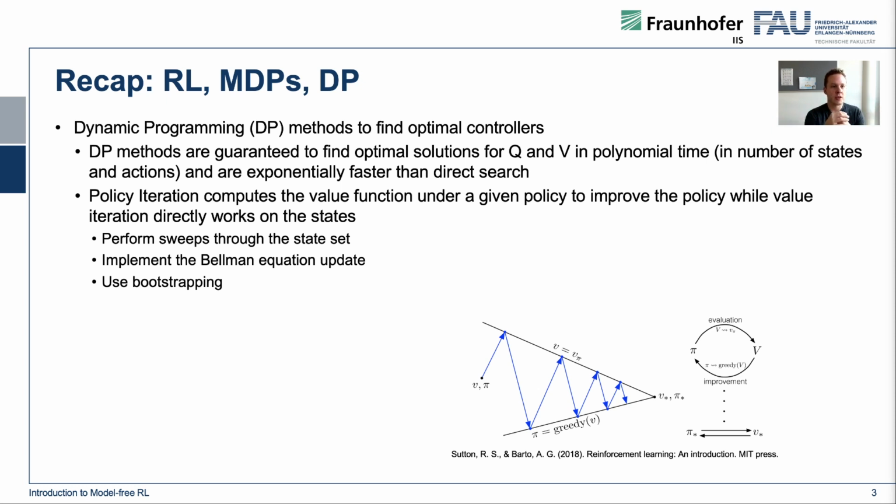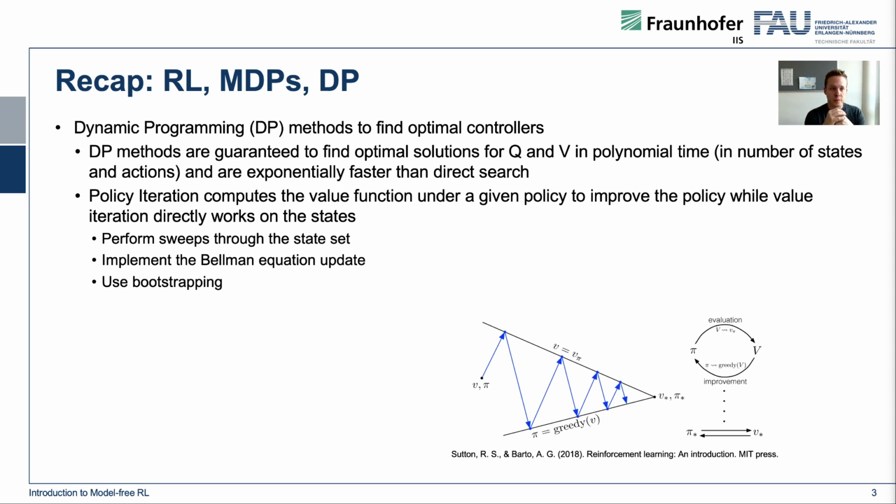Speaking of which, dynamic programming, we actually learned about two algorithms. The first one was value iteration, the second one was policy iteration, and we learned them as methods to find optimal controllers. Optimal controllers meaning that they give us actions that we can select upon seeing a state in order to maximize the expected return. Such dynamic programming methods are guaranteed to find optimal solutions for both Q and V in polynomial time, with respect to the number of states and actions. And they are exponentially faster than direct search.